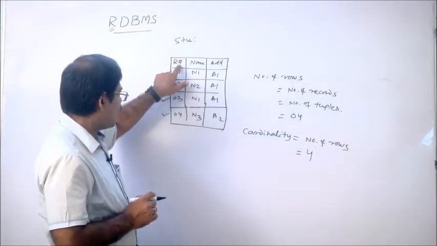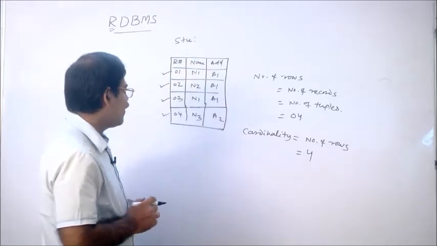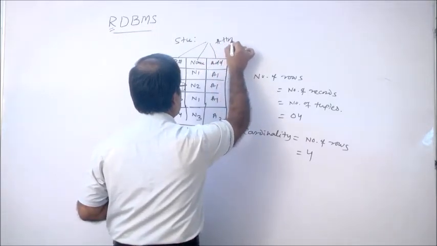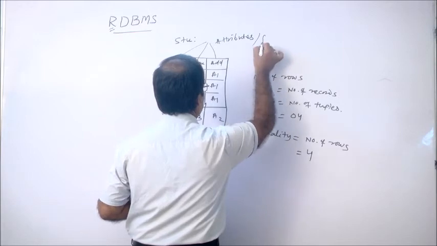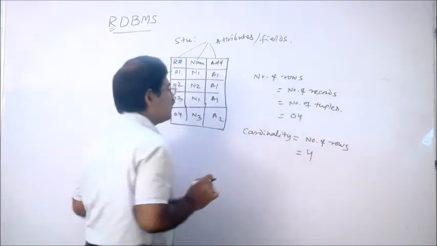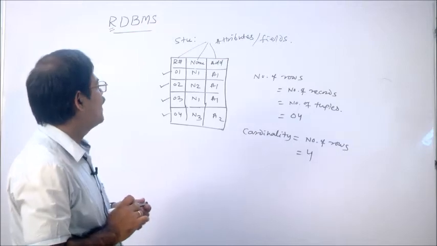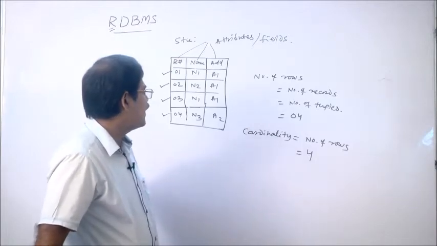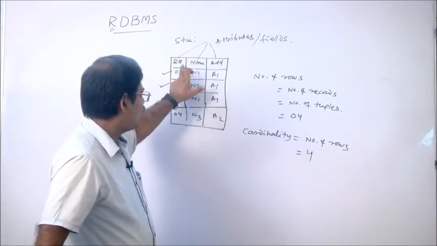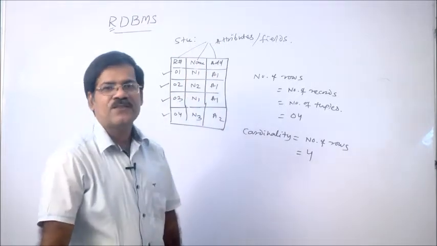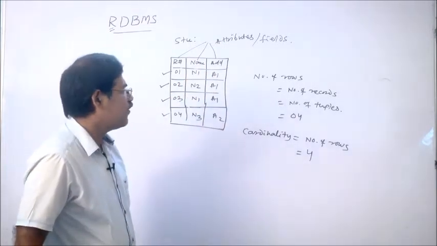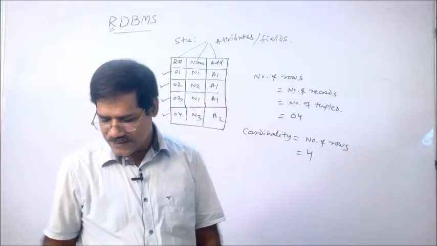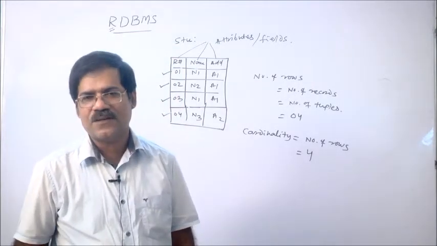And roll number, name and address are called attributes. Attributes are called fields. So, the table student contains how many fields? 3 fields: roll number, name and address. Or how many attributes are present here? 3 attributes: roll number, name and address. So, the number of attributes, or number of columns, or number of fields in a table is called what? The number of rows is called what and the number of columns is called what?